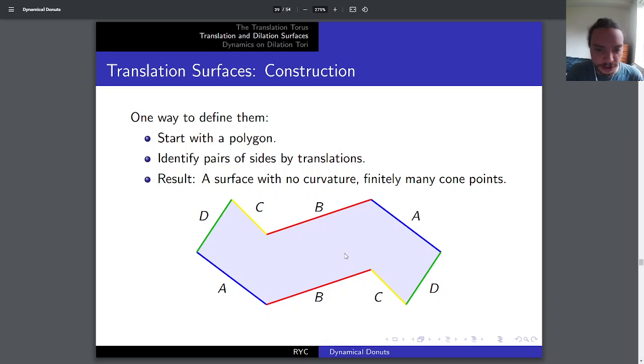How do you see something like this? What you can do is fold the red side over on the red side, and then fold the green side over on the green side, and you'll get these two holes left over, and then the holes will connect. Okay.